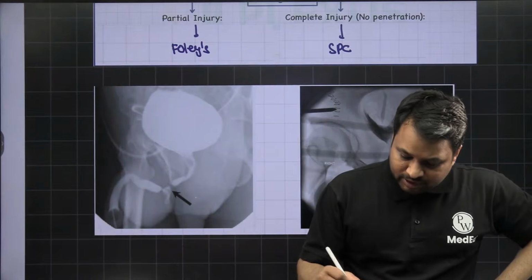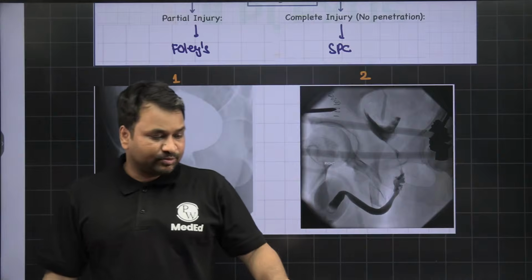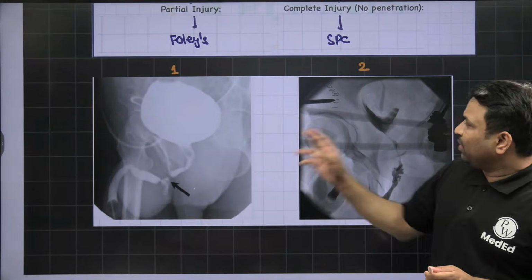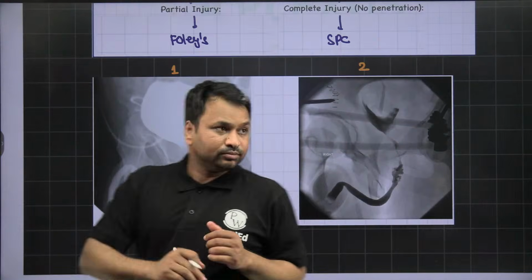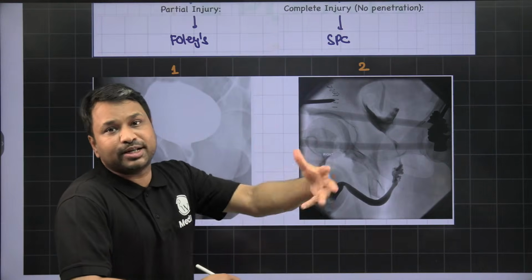Now, I've given you two images. Image number 1, image number 2. Out of these two, which is RGU and which is MCU? Also, tell me which is RGU, 1 or 2? RGU is retrograde urethrogram. MCU is micturating cystourethrogram.